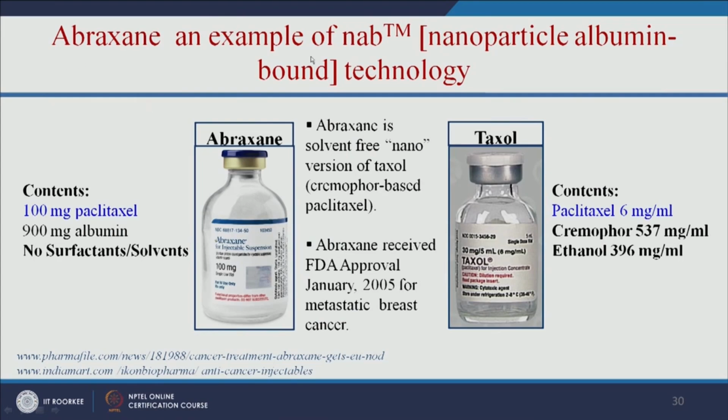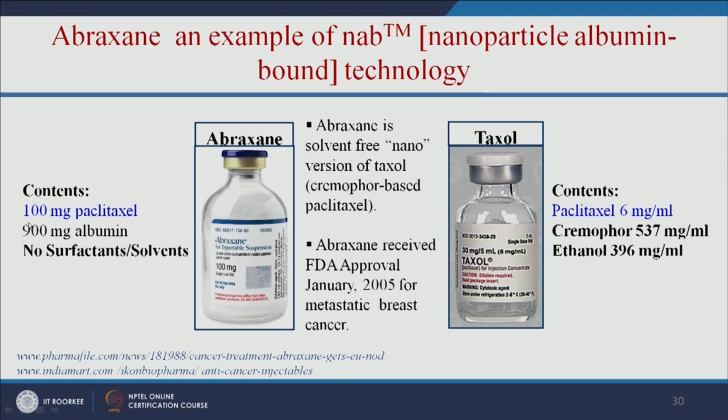Abraxane is an example of NAB technology, that is nanoparticle albumin-bound technology. Abraxane is a solvent-free nano version of Taxol. You can see the difference between Taxol and Abraxane. Here they are using the anti-cancer drug paclitaxel. For dissolving 6 milligram of paclitaxel, we have to use this much amount of organic compound, okay, which is toxic.